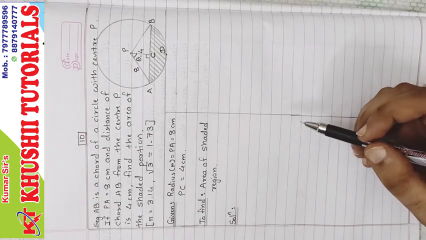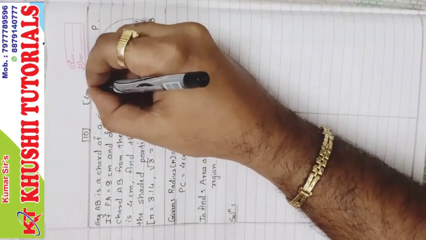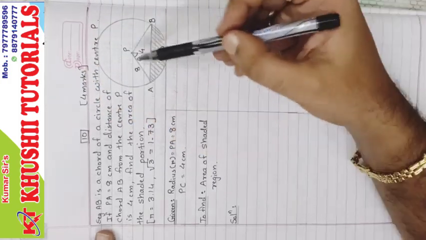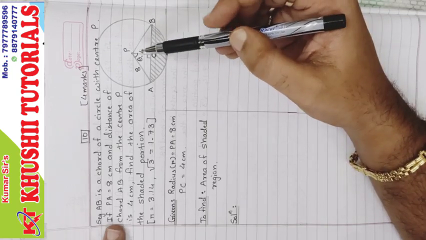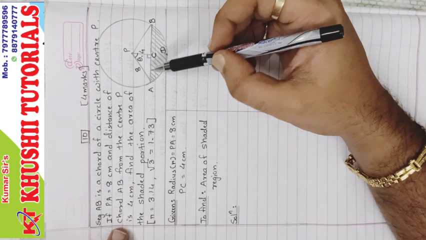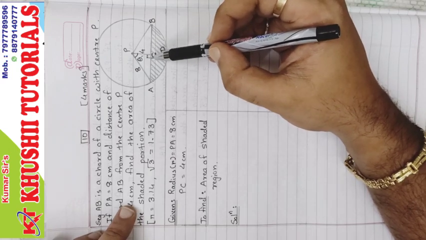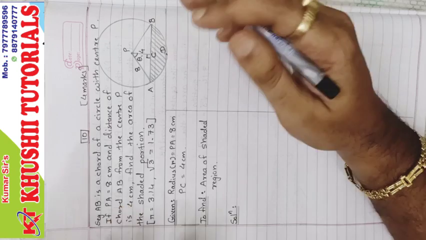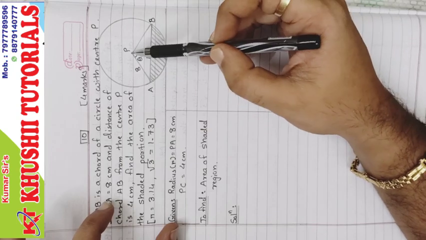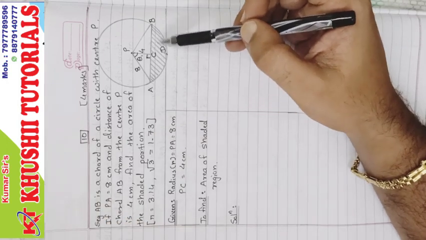Sum number 10. This sum is very important and it is a bit different sum. This sum is of 4 marks. Segment AB is a chord of a circle that we can see with center P. PA is 8, that is radius, and distance of the chord AB from the center is 4 centimeter. Now distance is always perpendicular. If it is not given perpendicular sign, then you have to think that it is perpendicular, because distance from the chord to the center is always perpendicular. Now find the area of shaded portion. In short, shaded portion is segment.